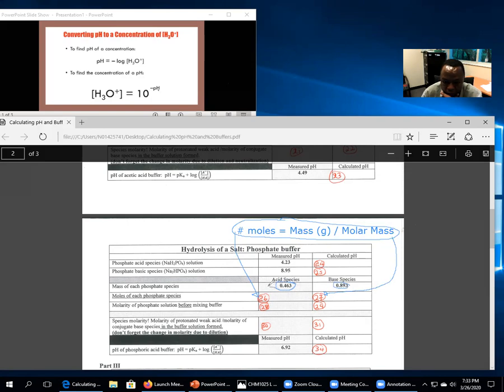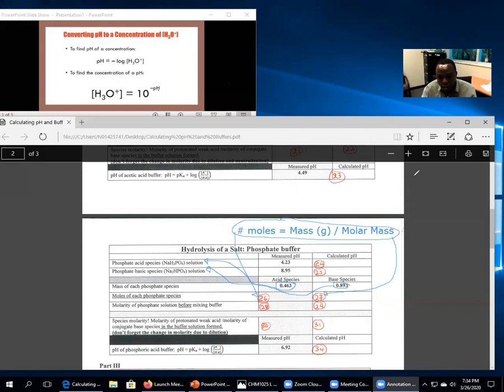So the acid species in this case is this one right here. As Amy pointed out, that is the acid. And this is the base right here. So at least you now know where the numbers will come from for line 27 and 28. That is what you need to find out in terms of moles of each species.